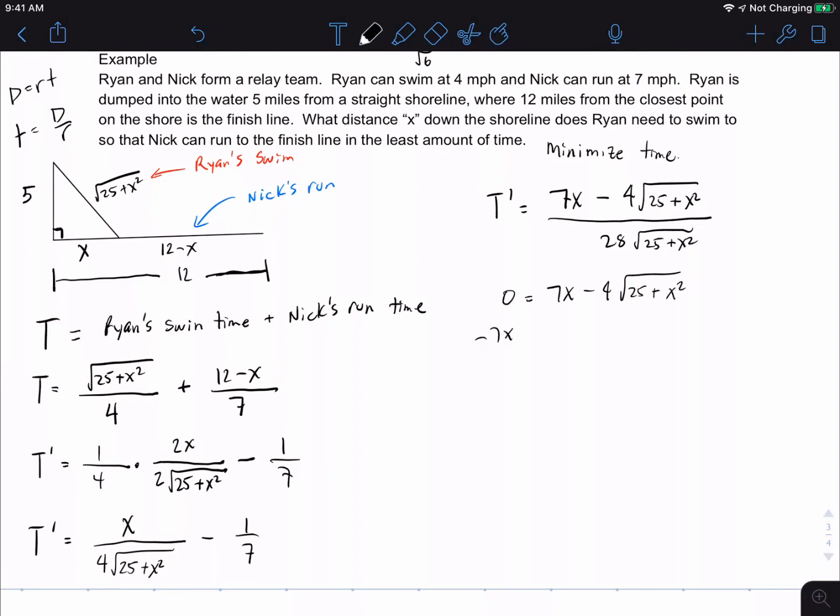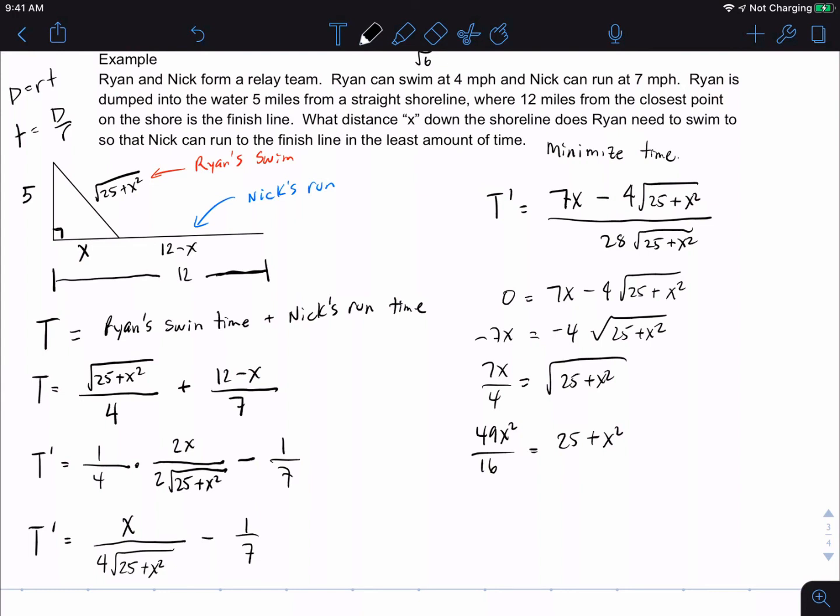Moving the 7x over, I'm going to get 7x over 4 is equal to the root of 25 plus x squared. I wanted to get the root by itself, because that way I can square both sides. I could have left the 4 there. That would have been fine too, but now I'm going to square both sides, so I'm going to get 49x squared over 16 is equal to 25 plus x squared.